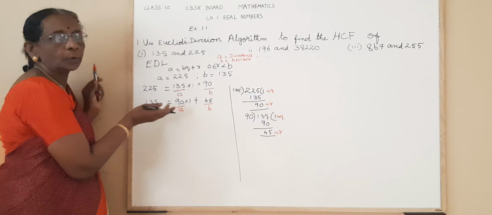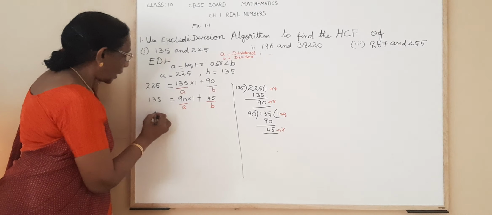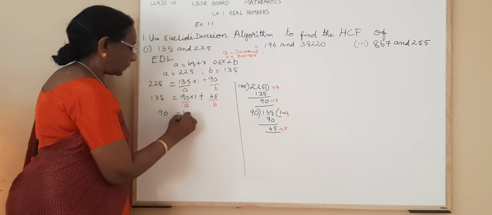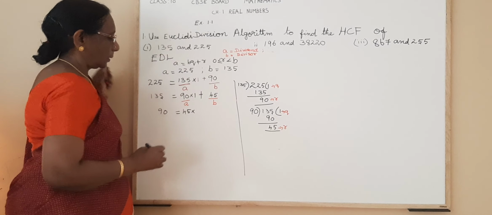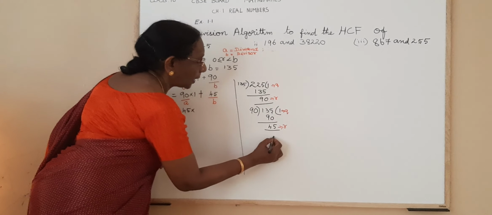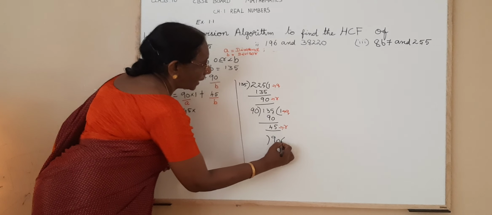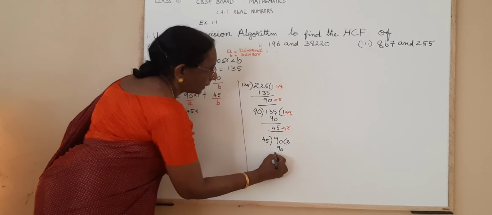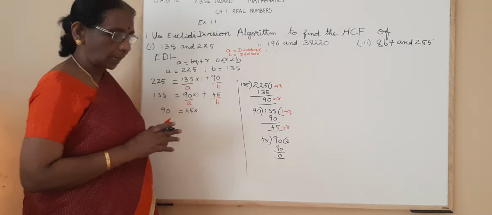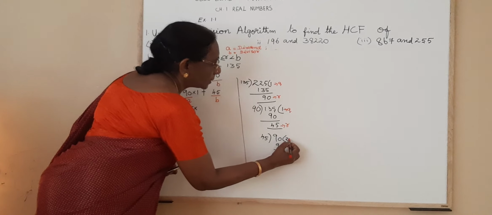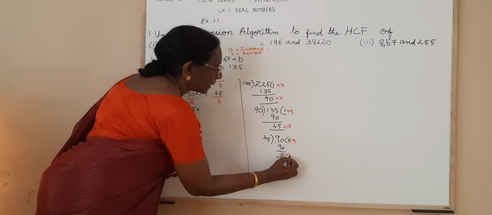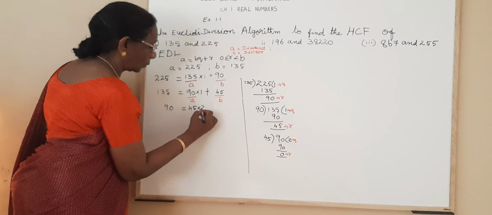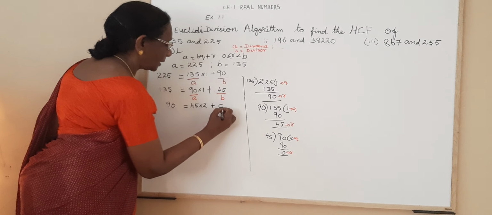Now let us continue the steps. Second step done, now we are moving to the third step. So that is 90 = 45 into... So we have to find Q and R. Divide 90 by 45. It goes how many times? 2 times. 90, 0. Now we got the remainder as 0. This is the quotient and this is the remainder. So let us complete this step: 45 into 2 plus 0.